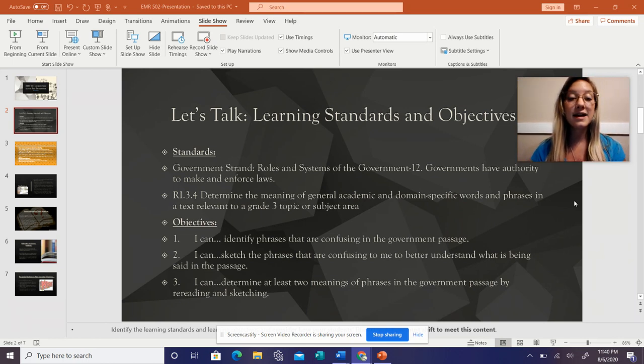The reason that I chose to do the government one is because my students have always struggled with some of the terms that are used in government and the phrases. So they can sometimes memorize some of the terms, but when it comes to a phrase being put together, it kind of gets a little confusing. So that is why I have the government strand in there.